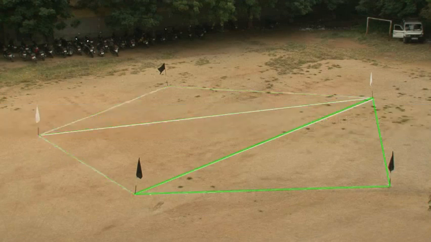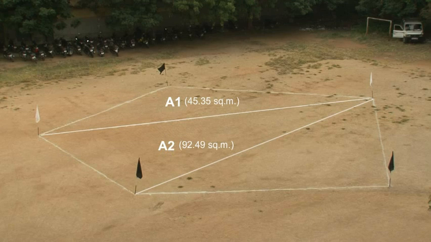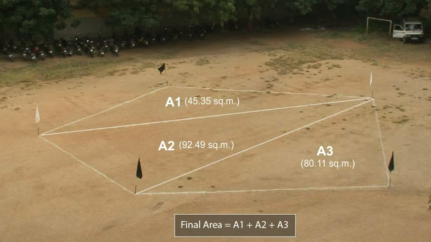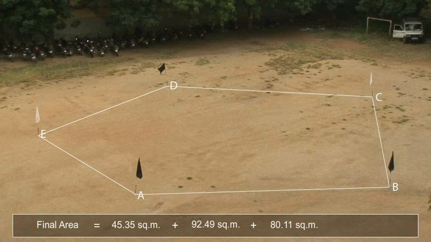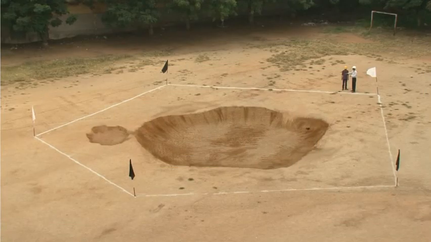Once you have the area of each triangle, you have to sum up the areas of all triangles. Here, we have areas of three triangles, A1, A2, and A3. When we sum up the areas of these three triangles, A1, A2 and A3, we get the area of the given field, that is, ABCDE, as equal to 217.95 square meters. Assume that there is a pond in this field.